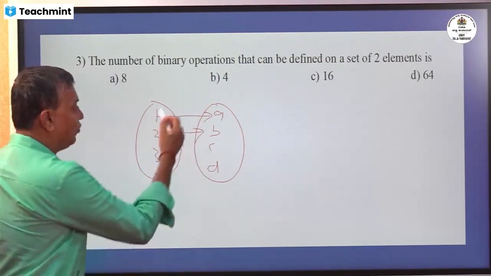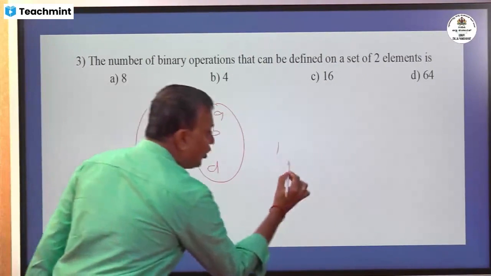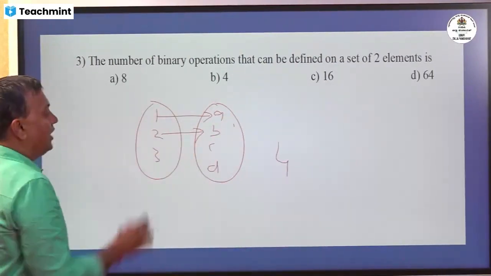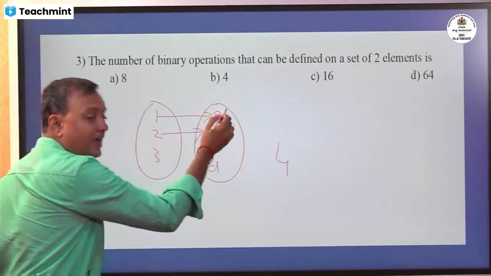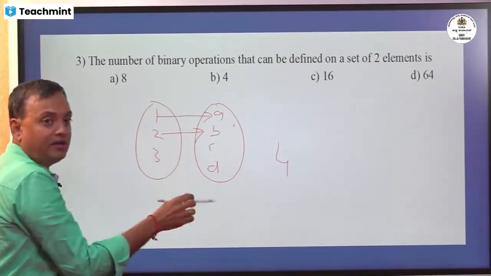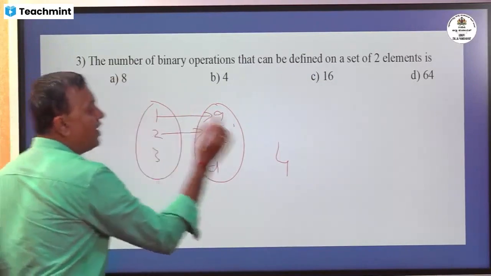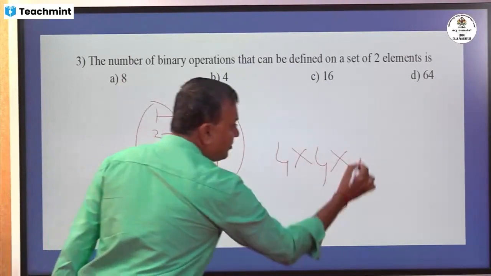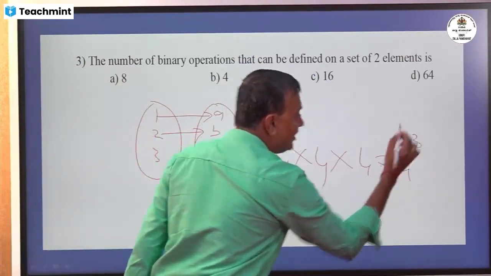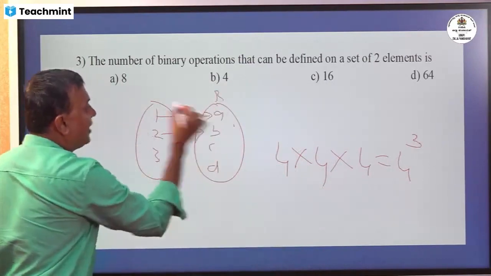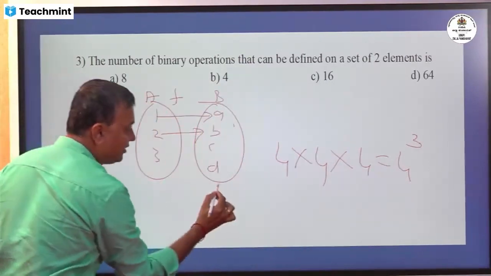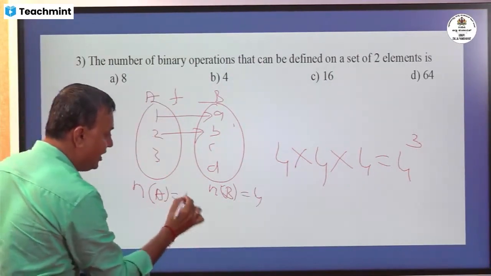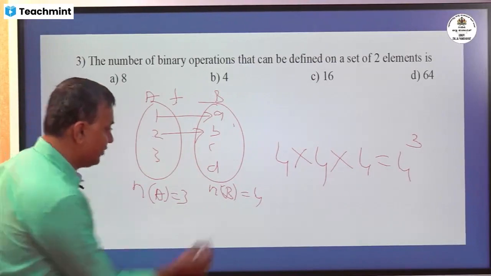For one, how many possibilities? 4 possibilities. One mapping to either A or B or C or D. Then 2 assigns to either A or B or C or D. Suppose for 2 also 4 possibilities. Come to 3 also 4 possibilities. This is 4 to the power 3. 4 means number of elements in B, n of B is 4, n of A is 3. So number of functions 4 to the power 3.